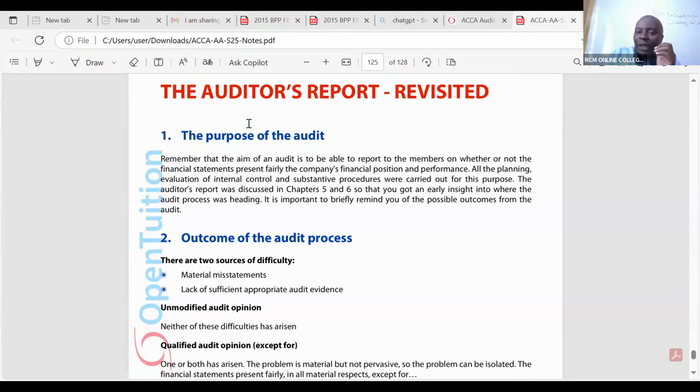So the aim of the audit is to be able to report to the members on whether or not the financial statements present fairly the company's position and the performance. All the planning, evaluation of internal control and substantive procedures were carried out for this purpose. The auditor's report was discussed here, but here we are revisiting it. Remember, we have done so much in this paper. So, the outcome of the audit process.